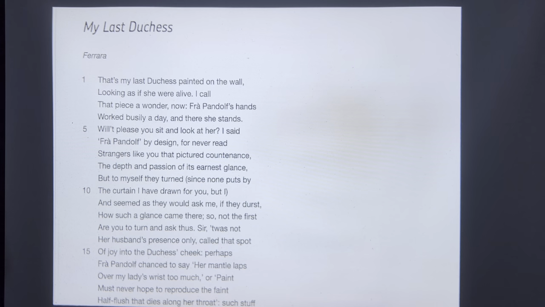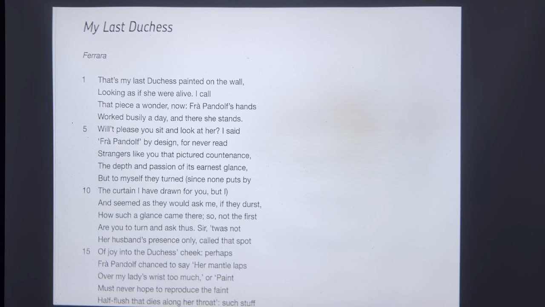I call that piece a wonder now. Fra Pandolf's hand worked busily a day, and there she stands. Will it please you sit and look at her? I said, Fra Pandolf, by design, for never read strangers like you that pictured countenance, the depth and passion of his earnest glance. But to myself they turned (since none puts by the curtain I have drawn for you, but I) and seemed as they would ask me, if they durst, how such a glance came there.